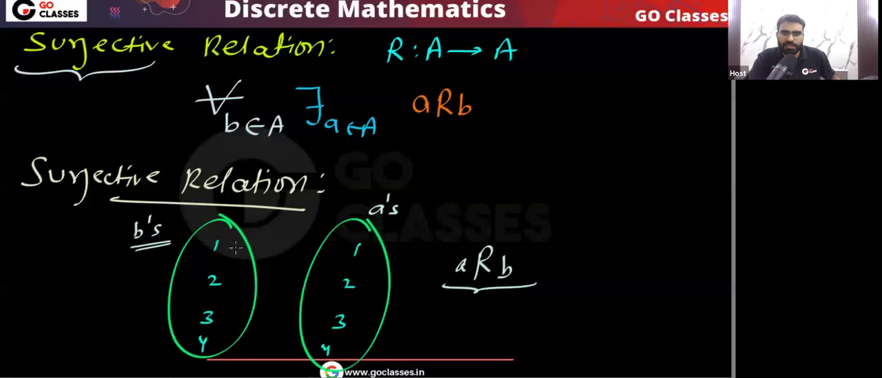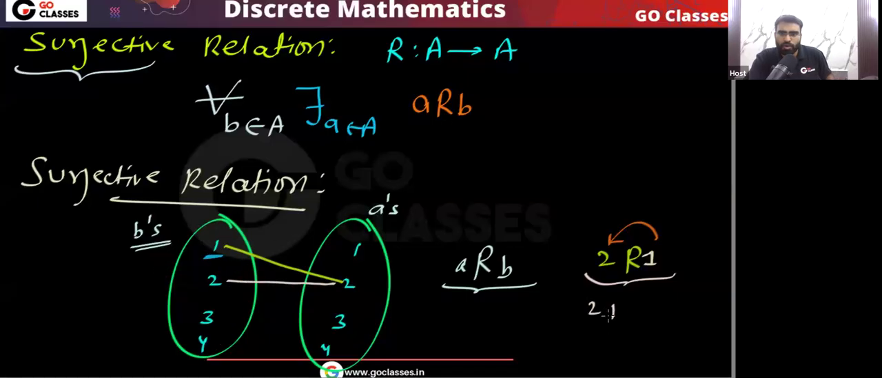So for example, you can see for 1, I can take 2, such that 2 is related to 1. Remember what it simply means? It means that for this 1, there is a pre-image. Yes or no? Do you agree with me? Similarly, you can notice for every B, there is an A. For example, 2 is related to 2, so for this 2, there is a pre-image.